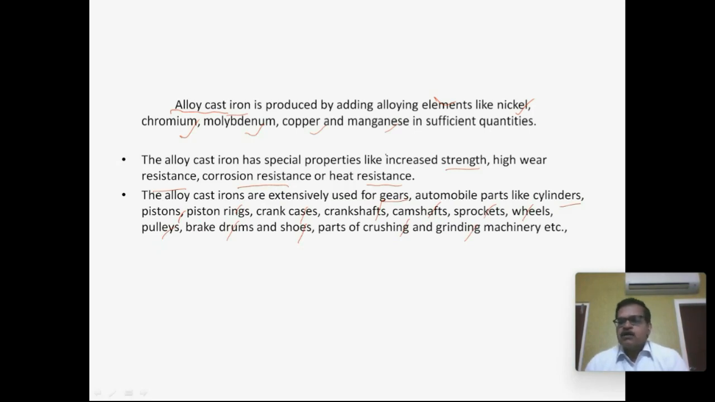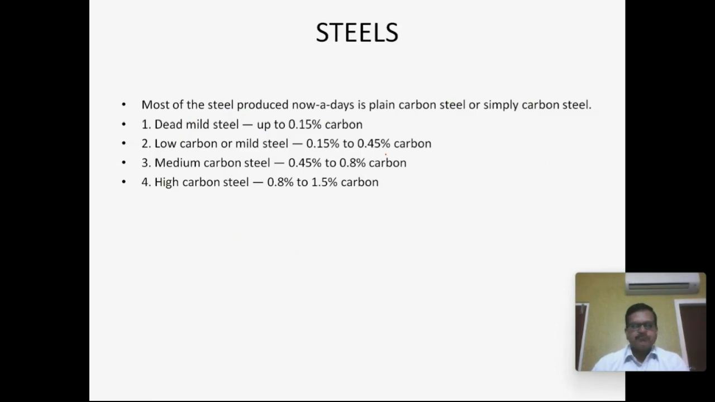So when the ordinary cast iron has several limitations, the alloy cast iron has improved such conditions. That means the limitations are minimized and strength is improved in various parameters, like mechanical properties. So those elevated mechanical properties increase the use of cast iron for the above mentioned components. Now let us move to steels.